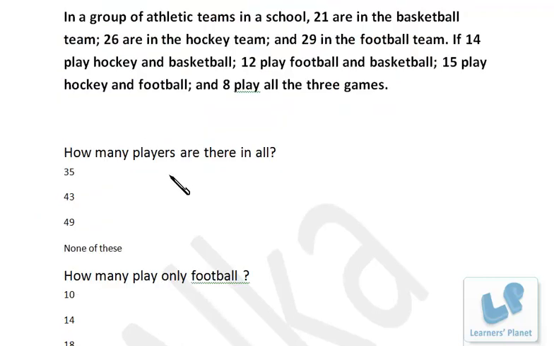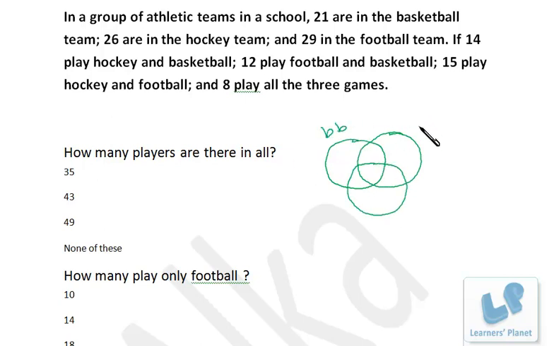Now friends, we have a set of problems based on Venn diagrams, and you might have attended the basic sessions of Venn diagrams. In a group of an athletic team in a school, 21 are in basketball, 26 in hockey, 29 in football, 14 in hockey and basketball, 12 in football and basketball, 15 in hockey and football, and 8 play all the 3 games, right? So first of all, what do we do? We draw a Venn diagram, right? So this is basketball, this is football, and this is hockey.